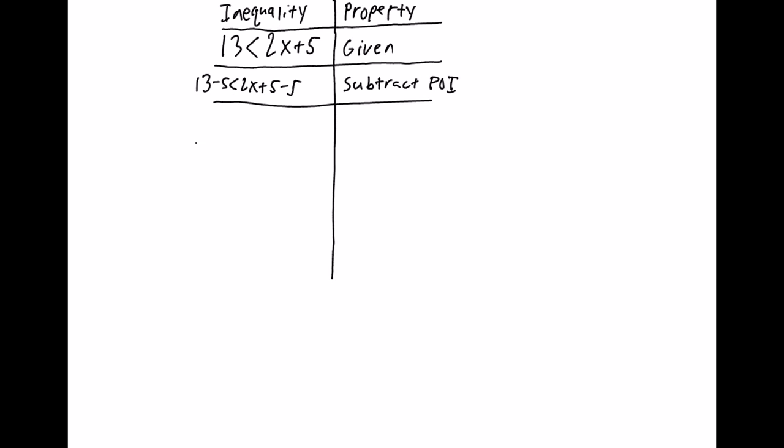Next, we have 13 minus 5 is 8, is less than 2x, and then 5 minus 5 is 0, so 8 is less than 2x is all we have there. That, as per usual, substitution.